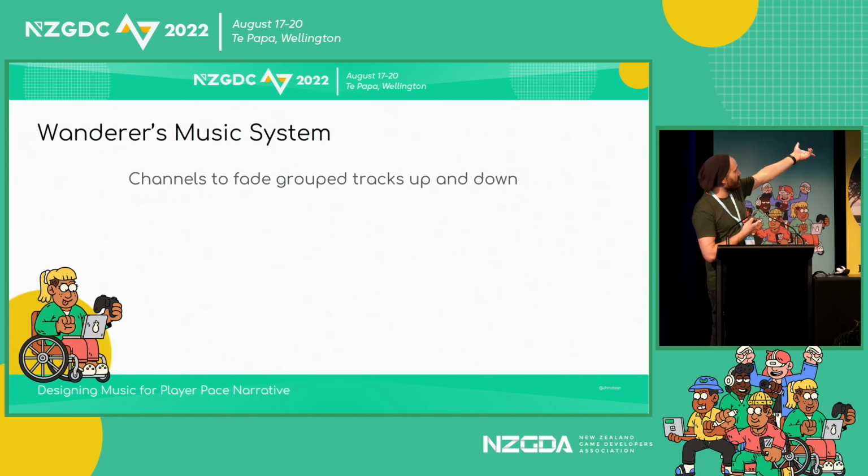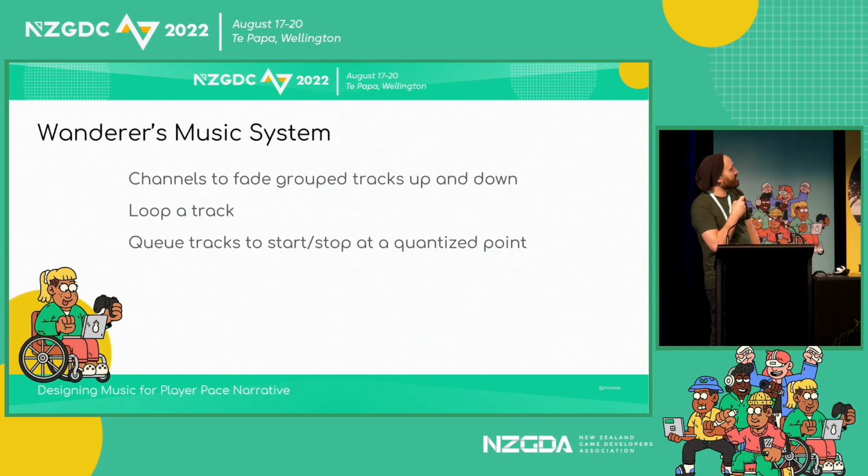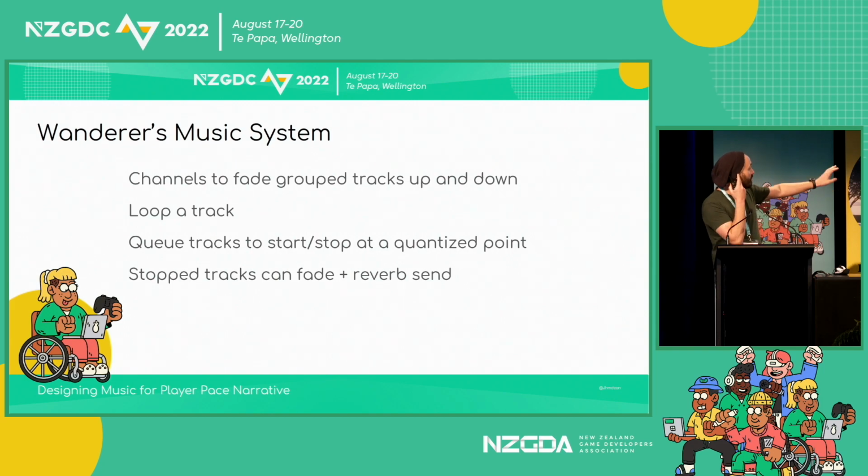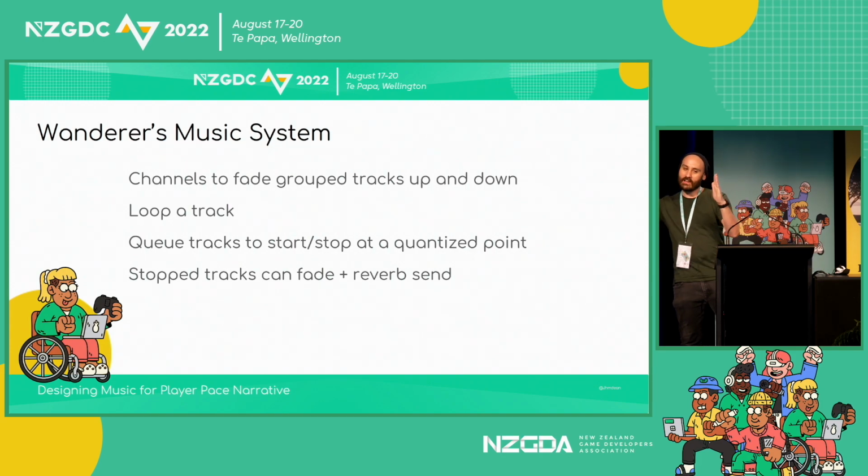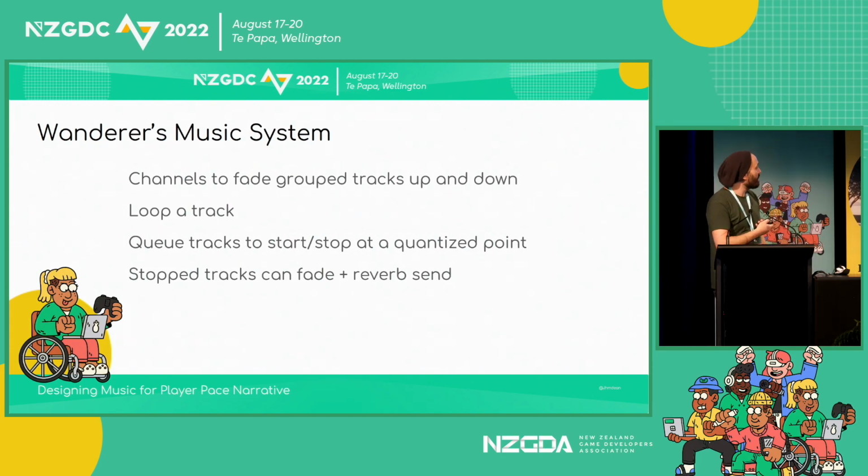So one of the things that we could do is group tracks together and fade them up or down. That was pretty useful. We could loop a track. That's pretty useful. We could cue tracks to start and stop at a quantized point. I could tag a point within a file and say, here are the safe points for us to move in and out of a track. When we stopped the track, we also had a function where we could send the last half a second to a reverb bus to help make those transitions work. So rather than it just stopping and fading out, we could blip some of it to a reverb, and that made it tail over the next transition. So that was quite helpful as well.